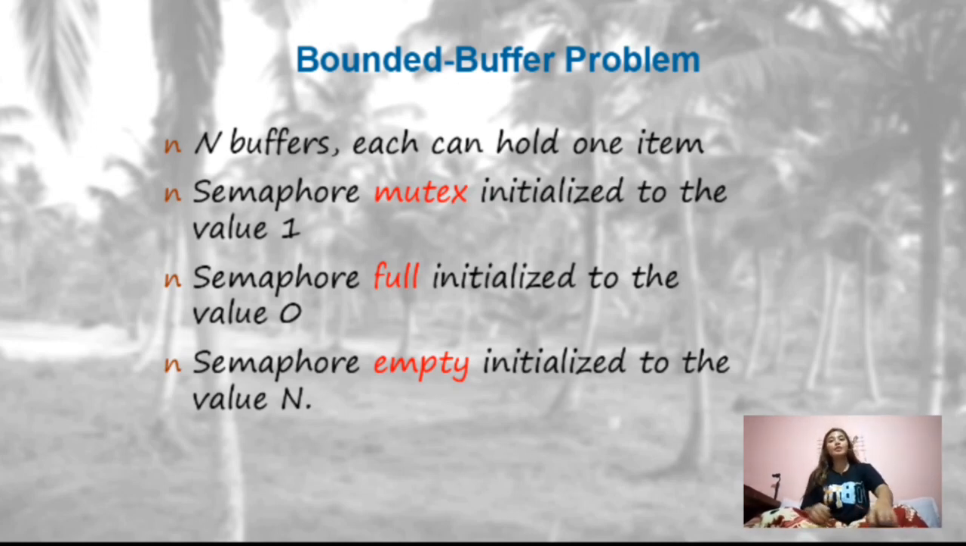So, the bounded buffer problem, this is what we call the producer-consumer problem, and it is one of the classic problems of synchronization. In the problem statement, there is a buffer of n slots, with each slot capable of storing one unit of data. There are two processes running, namely producer and consumer, which operate on the buffer.